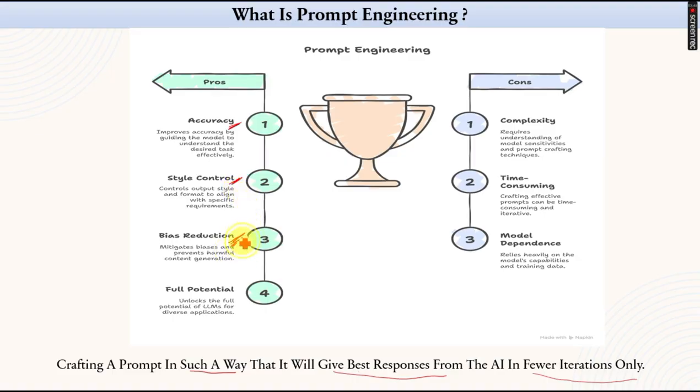It can also help in reducing bias by making the AI focus on neutral, balanced, and inclusive language. More importantly, prompt engineering allows us to use the full potential of the AI. These systems are very powerful, but they can only show that power when we guide them properly. So prompt engineering is not just about writing a question. It's about understanding how to talk to the AI so it responds in the best possible way every single time.